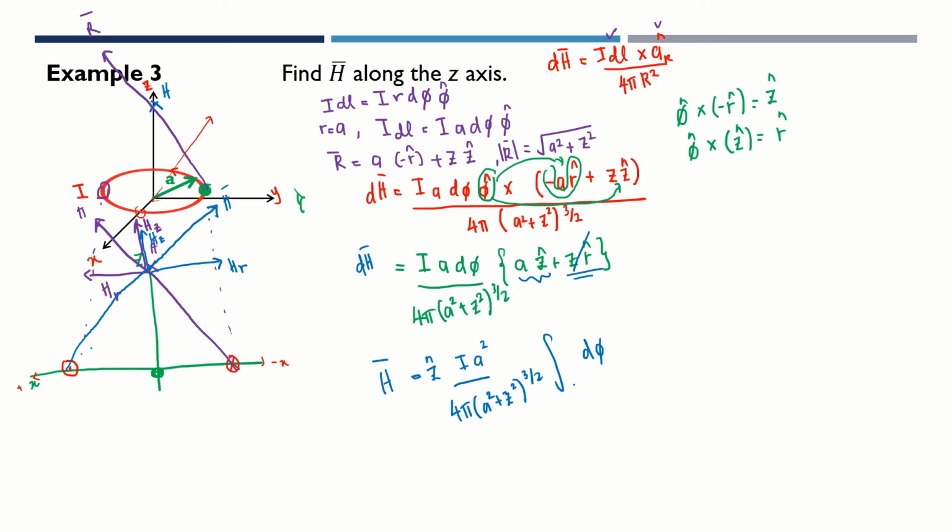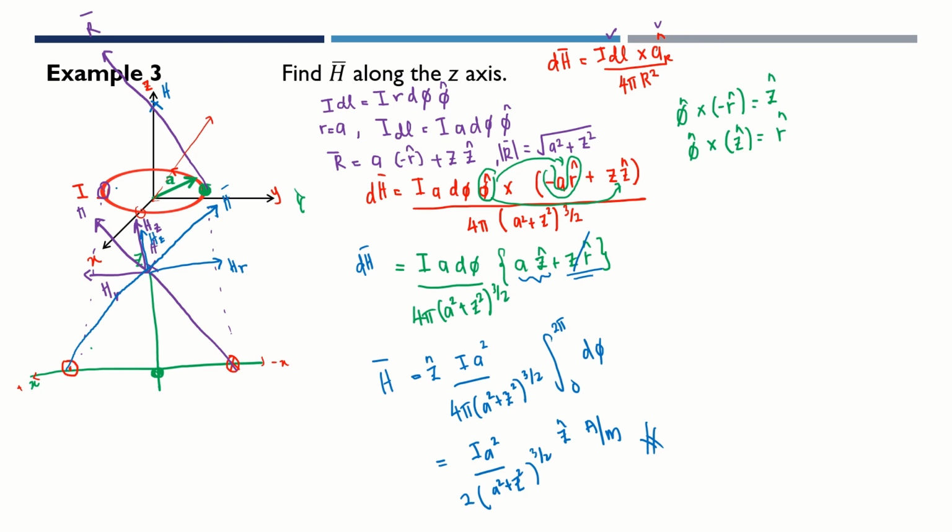So what are the limits for phi? 0 until 2 pi. If you solve this, you will get your final answer, i.e. I A squared over 2 times A squared plus Z squared to the 3 over 2. This one we're going to give you 2, pi you can cancel there, and then in the Z direction, ampere per meter. I'm so sorry, it's so slanting there. Alright, so this is your final answer.